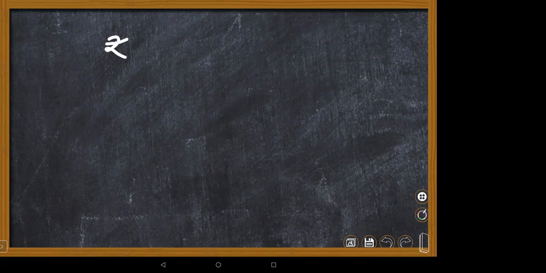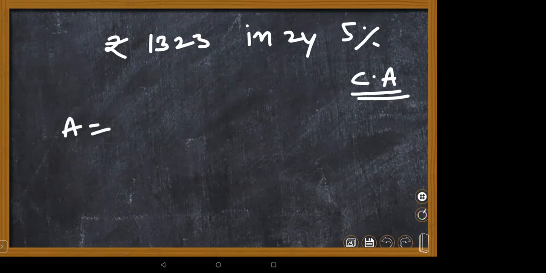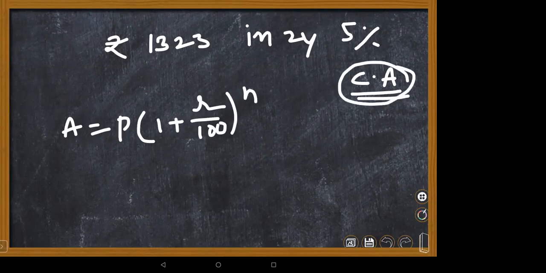Suppose you see, what amount of money should Mohan invest in the bank in order to get rupees 1323 in 2 years, and rate of interest 5%, compounded annually. Here, compounded annually, in this case, very simple. You can directly solve what amount you are supposed to find out. Principal P into 1 plus R by 100 whole to the power n, because it is compounded annually.